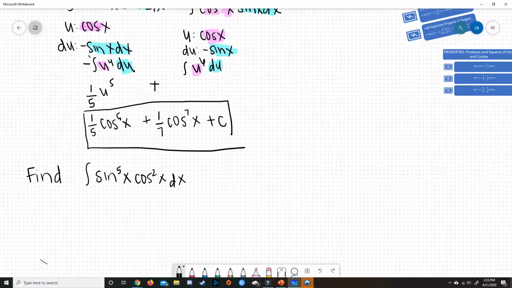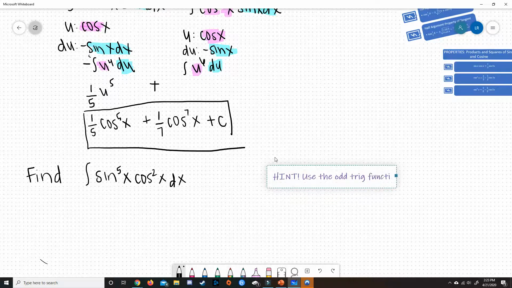And my helpful hint: use the odd trig function for your u.